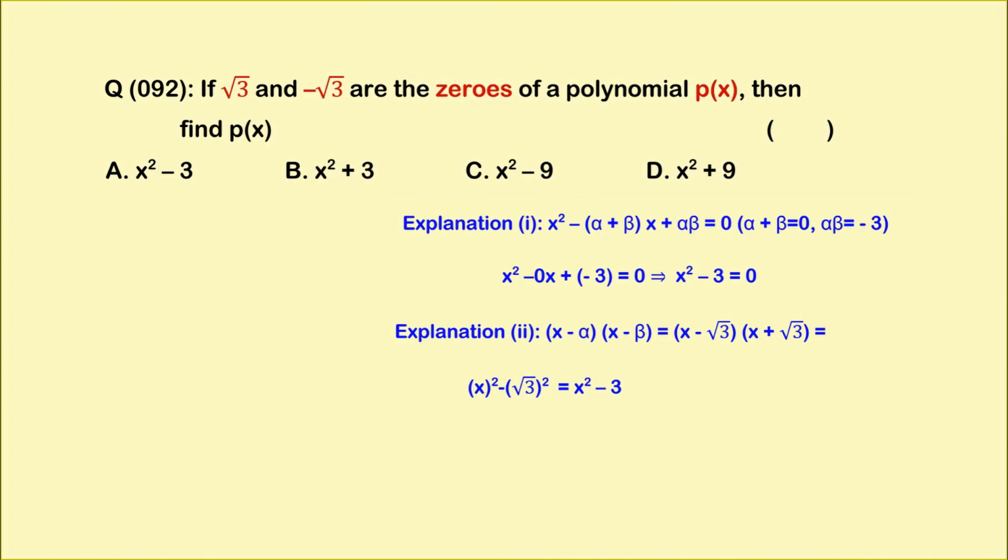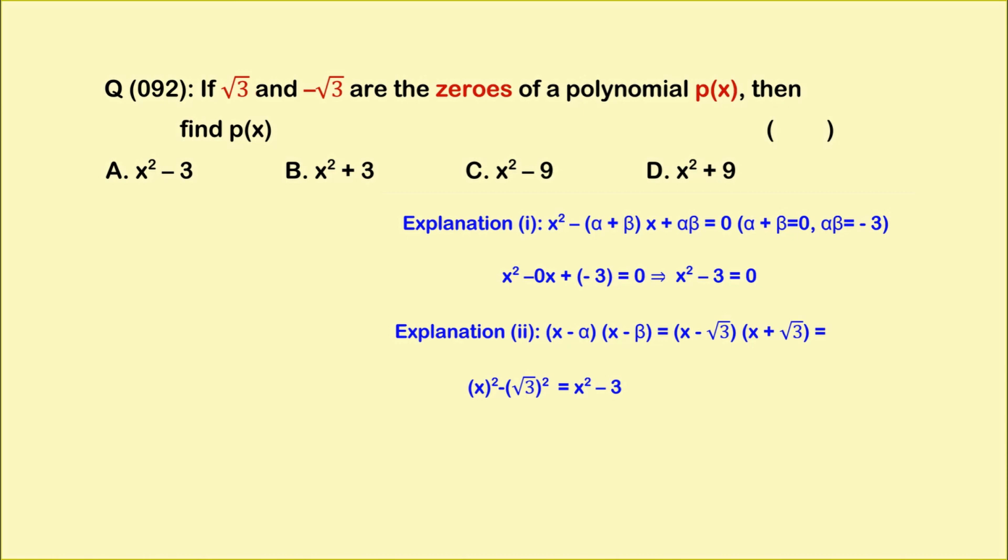Question number 92. If root 3 and minus root 3 are the zeros of a polynomial p of x, then find p of x. In the first method, x square minus alpha plus beta of x plus alpha into beta is equal to 0. If you add alpha plus beta, root 3 minus root 3, we will get 0. Alpha into beta is equal to root 3 into minus root 3, we will get minus 3. Substitute the alpha plus beta and alpha into beta values in the given expression, we will get x square minus 0 of x plus minus 3 is equal to 0. So x square minus 3 is equal to 0 is the given answer.